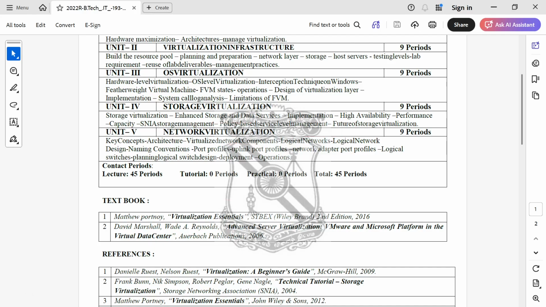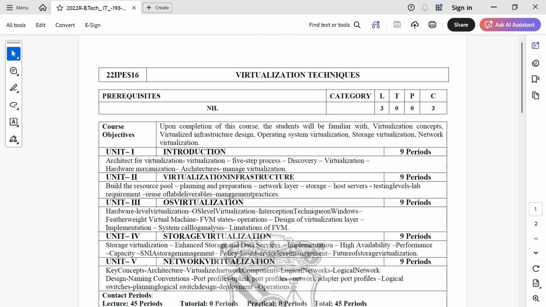In this class, we are going to discuss the syllabus of this virtualization technique course of our college. And then we are going to see some introduction about virtualization and the topics that are covered under Unit 1. How this virtualization technique syllabus is categorized.